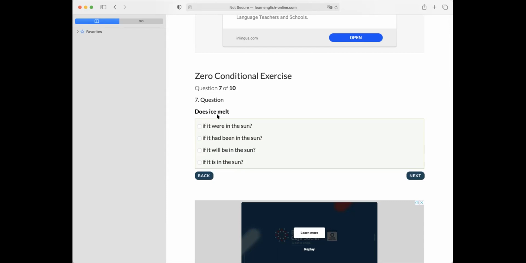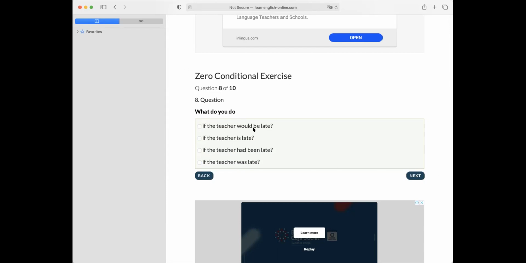Does ice melt? El hielo se derrite if it were. It never goes with were. If it had been, this is a not familiar structure for you. If it will, is refers to the future, and if it is present simple tense. So this one, sí, está en el sol.